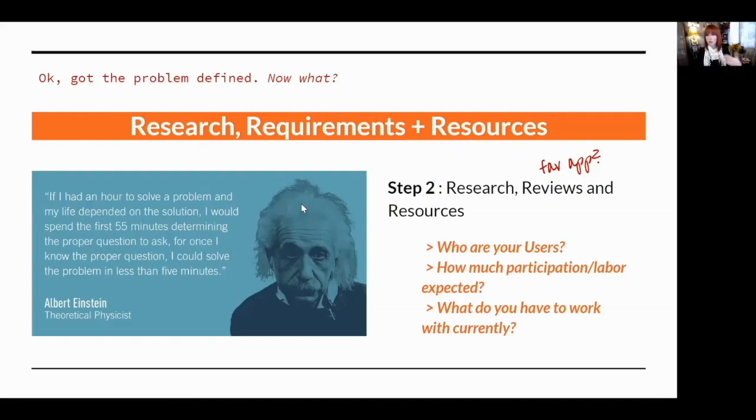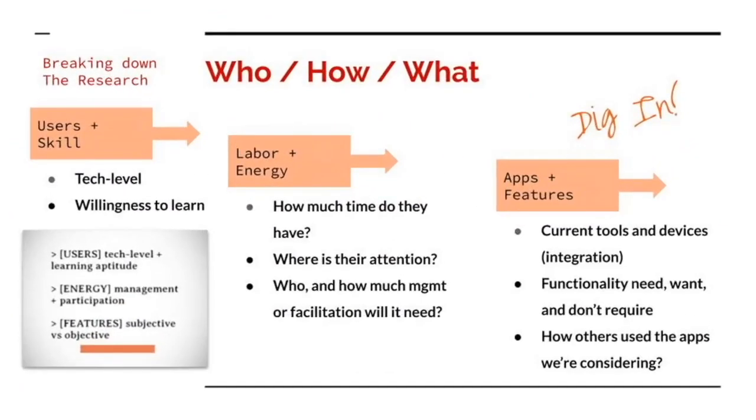What I'll want to know when you come to me and say, hey, what app should I use? Let's think about it. Who are your users? How much participation and labor are we expecting from them? What tools and budget do you currently have to work with? We know the thing we're trying to solve, which is an aggregate online dashboard for program and project management, but let's dig into who those users are, what our budget is, how many scalable features do we need, etc. Because asking the right questions, again, gets us closer to those right answers. As we talk about resources, requirements, and research, we're going to break that piece down into 3 subsections because the research part is so important.